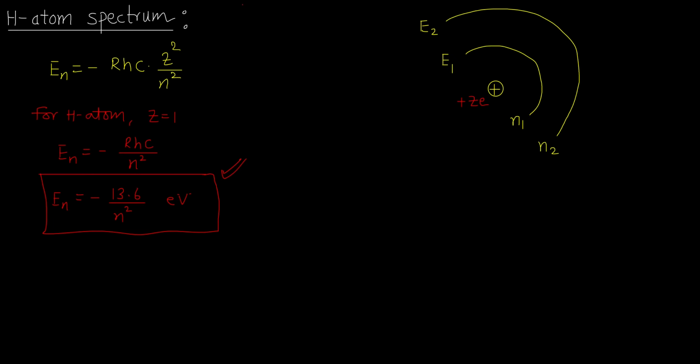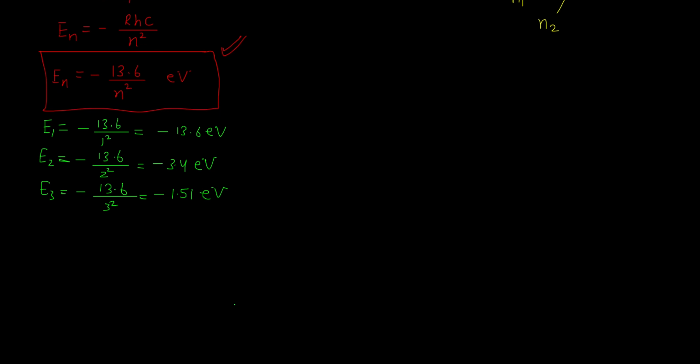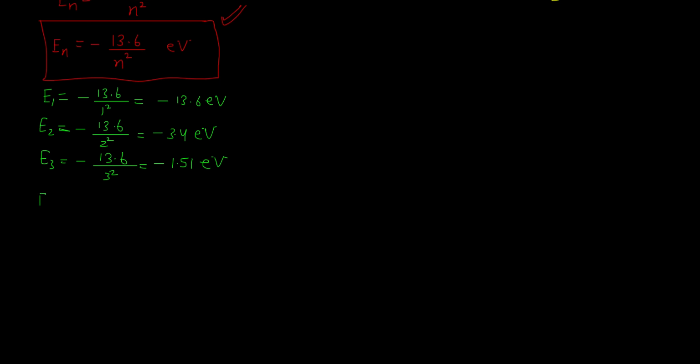So if we calculate the energy of the electron in the first orbit, E1, it will be -13.6 divided by 1², simply -13.6 electron volt. Similarly, for the second orbit, it will be -13.6 divided by 2², which is -3.4 electron volt. For the third orbit, it will be -13.6 divided by 3², which is -1.51 electron volt. And similarly, you can calculate this for the 4th, 5th and 6th orbit also.